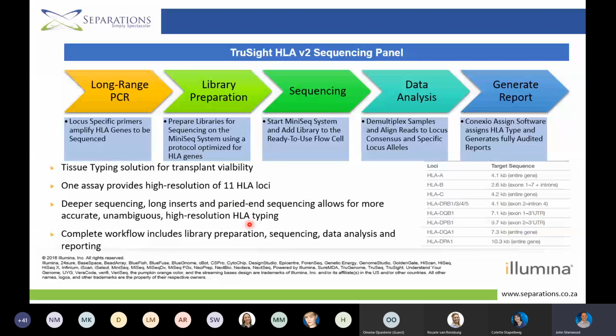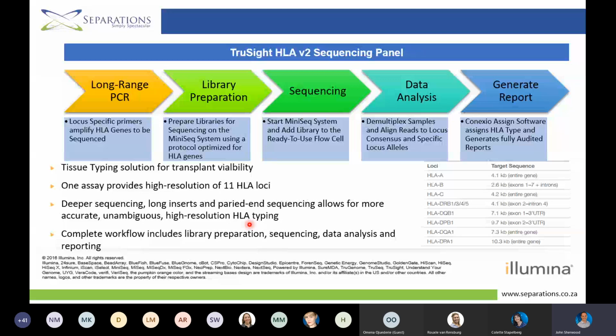The advantages of this kit is that you get deeper sequencing, long inserts can be performed, and you get paired-end sequencing as well, which is your forward and reverse sequencing. And all of this culminates in very accurate, very unambiguous, very high resolution HLA typing, so that you know your sample, the fidelity of your samples, and your reports are diagnostically viable.